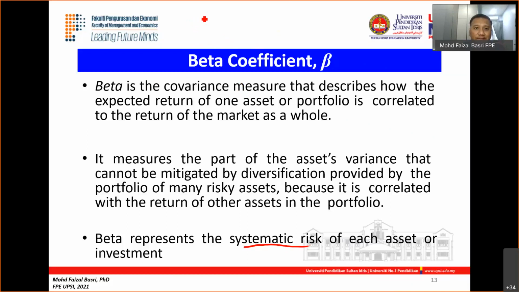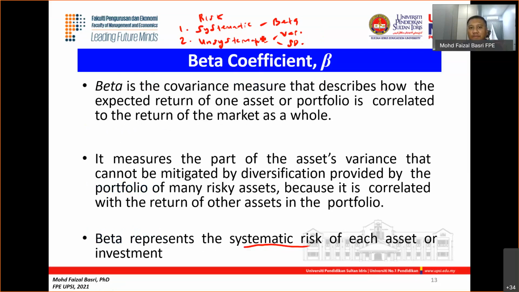Actually, under risk, okay, you're gonna have two different categories. One is known as systematic risk. Another one would be the unsystematic risk. Okay, and for systematic risk, we can measure using beta. Okay, but for unsystematic risk, we can measure using variance and also standard deviation.